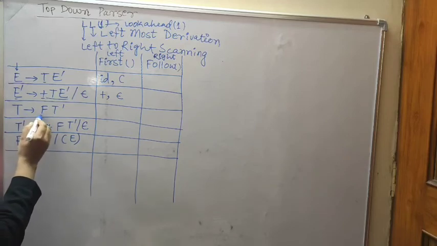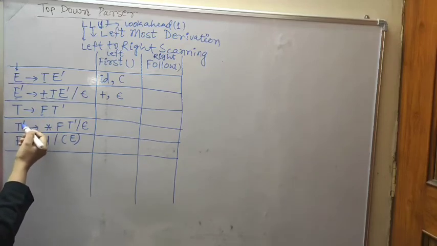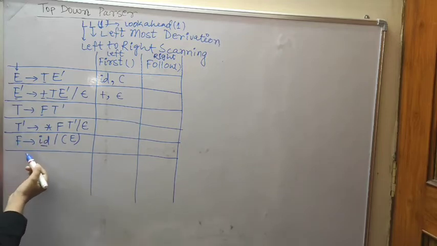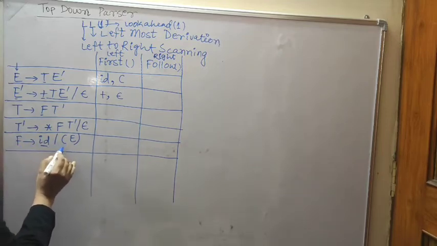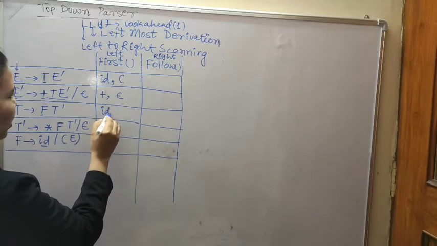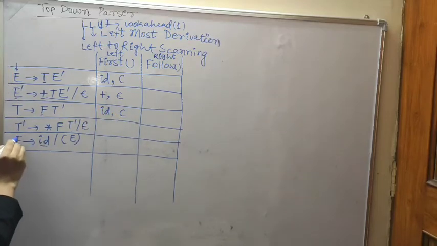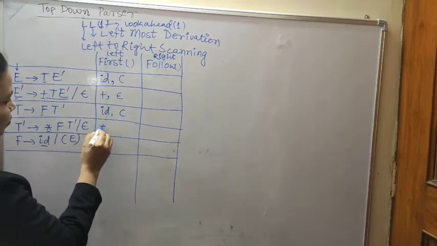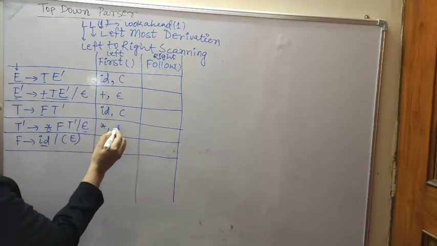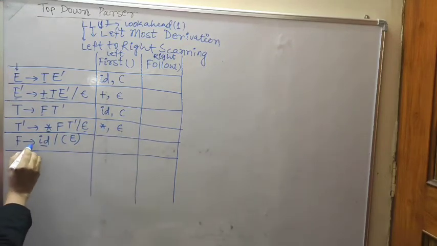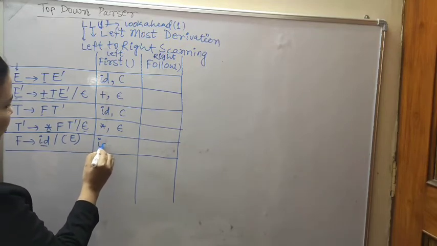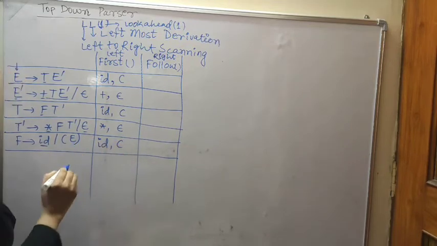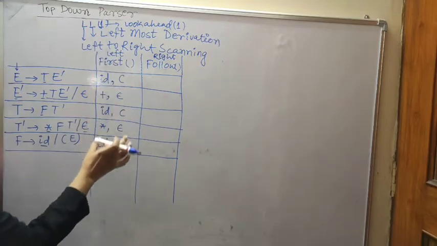Third, T. First of T is what? First of F. F is a non-terminal variable, that is why we go to F. First of F is ID and open braces. Write down ID and open braces. Next, T dash. First of T dash is star and then epsilon. So this is the first functions.